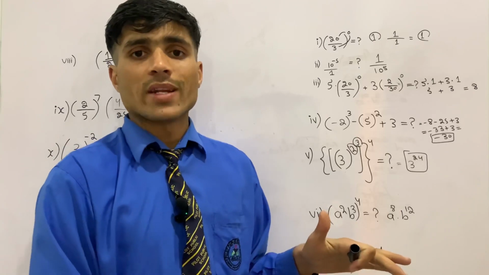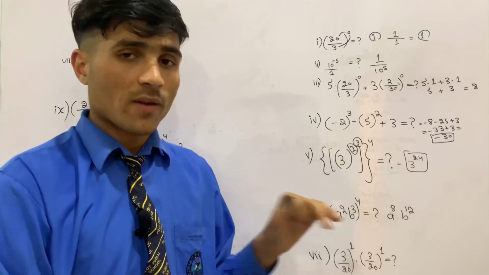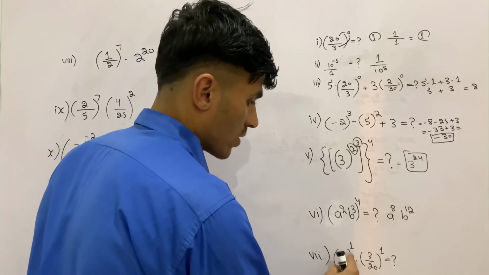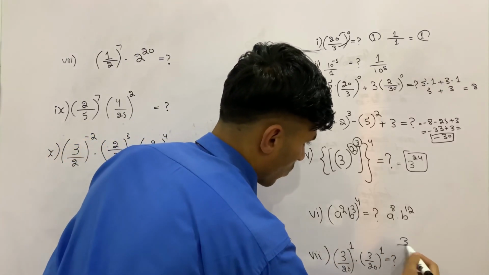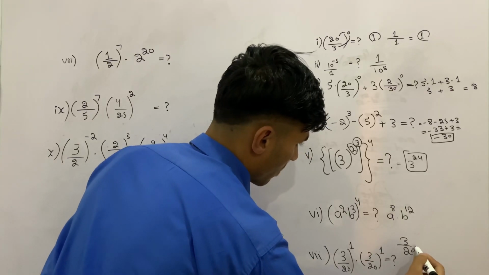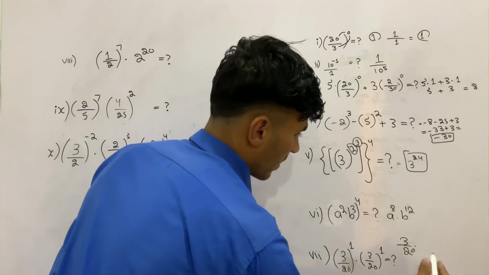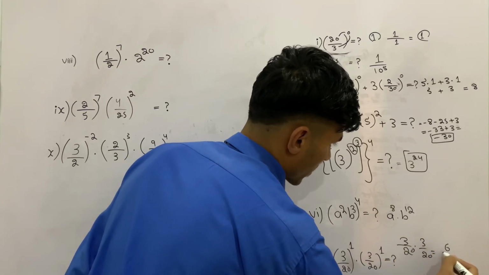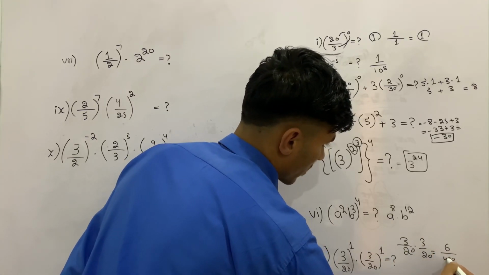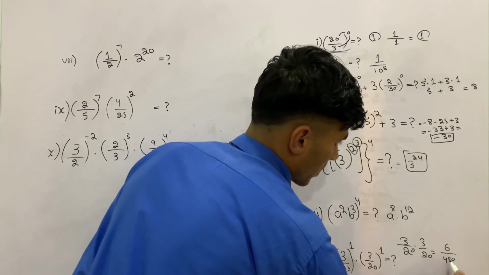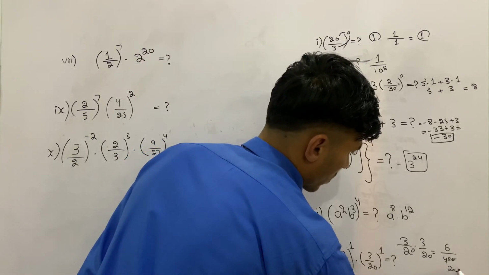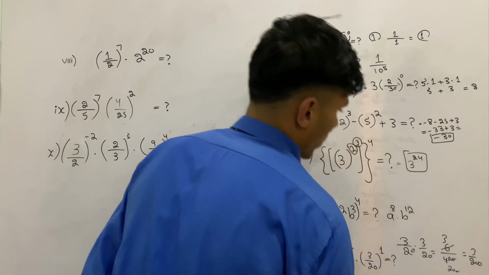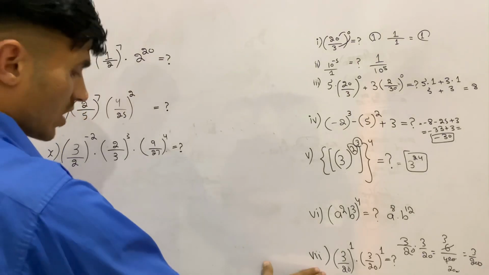Anything to the power 1 is equal to that number, whatever you have written in the base. What is the base? 3 over 20, whole to the power 1. It becomes 3 over 20, multiplied by 3 over 20 again. 3 into 3 is 9, 20 into 20 is 400. Then you could simplify more. Yes, 3 over 200. This was the 7th question.